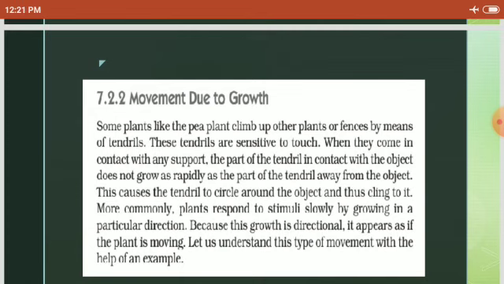Let us understand this type of movement with the help of examples. See, tendrils: you have seen that plants use tendrils. Tendrils are sensitive wire-like structures which help the plant to climb and get support, because the plant needs sufficient light for photosynthesis. For that, the weak-stemmed plants climb using tendrils.